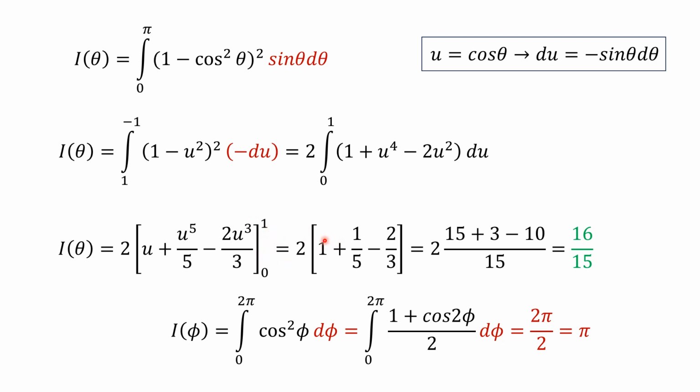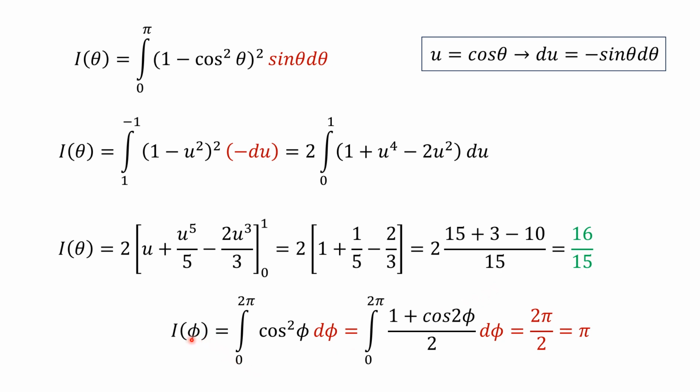You apply the limit 1. Then the first term is 1, the second term is 1 over 5, and the third term is minus 2 over 3. So if we take 15 as common, then the first term is 15, plus 3 and minus 10. So you will get in the numerator 18 minus 10, 8. There is 2 outside, so 2 times 8 is 16. 16 over 15.